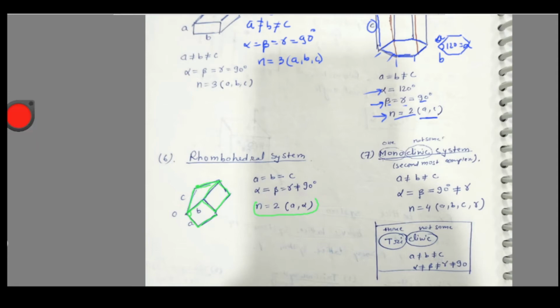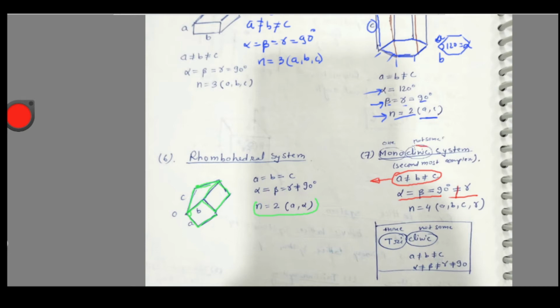Now seventh type of structure is monoclinic system. In mono means one and clinic means not same. In monoclinic system one thing will be not same, and this is the second most complex structure. So one angle is not same, that is alpha and beta are equal to 90 degree, but gamma is not 90 degree.